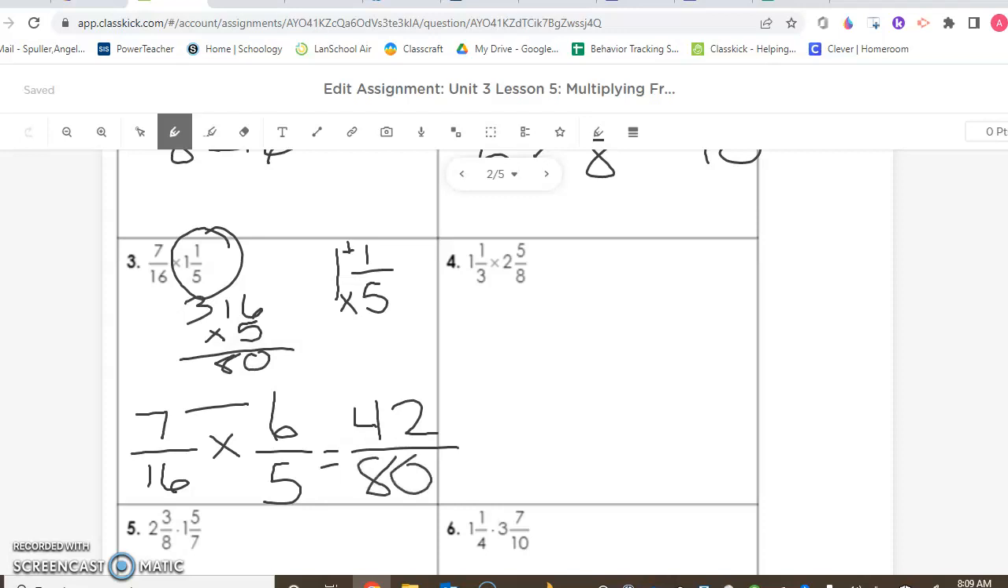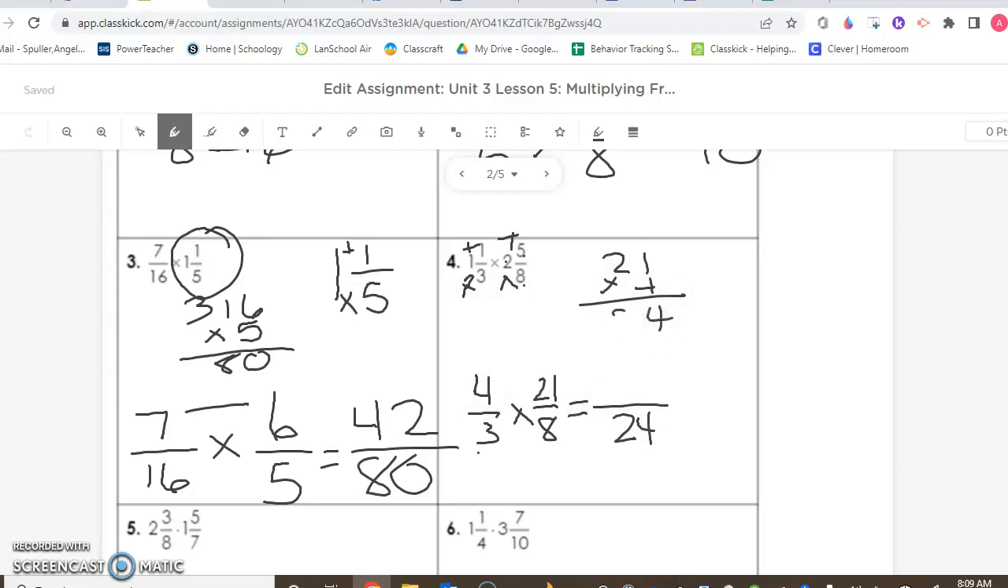Good job. Okay, again, we have to make these improper fractions, so let's say times and plus. 3 times 1 is 3 plus 1 is 4 thirds times, times and plus, 8 times 2 is 16 plus 5 is 21 over 8. And now all we have to do is multiply. 3 times 8 is 24. 21 times 4 equals 84. There we go.